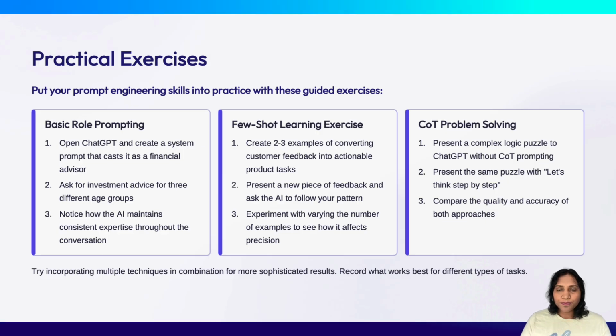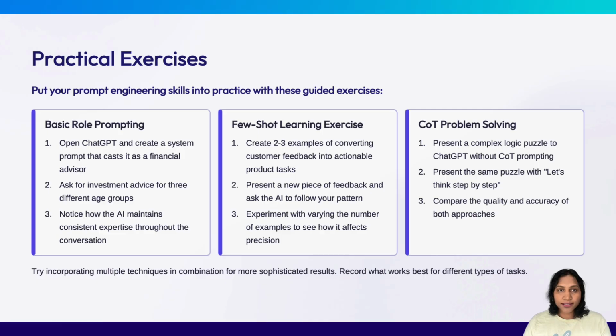Let's jump into some practical exercises to help you put your prompt engineering skills into practice. So the first exercise, number 1, focuses on basic role-based prompting, where you will create a system prompt that casts ChatGPT as a financial advisor and get investment advice for different age groups. As you know, the risk appetite goes down as we age, and the risk appetite can be higher if you are younger in terms of age.